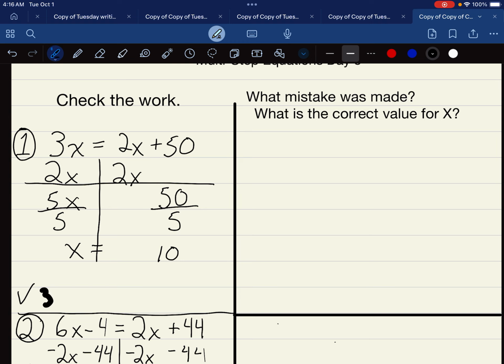So let me change the size of that. There we go. We've got 3, replace the x with the answer we had, equals 2, replace the x, plus 50. Well, 3 times 10 is 30. 2 times 10 is 20, plus 50 is 70. Those are not equal. So this 10 is not the solution to this question.